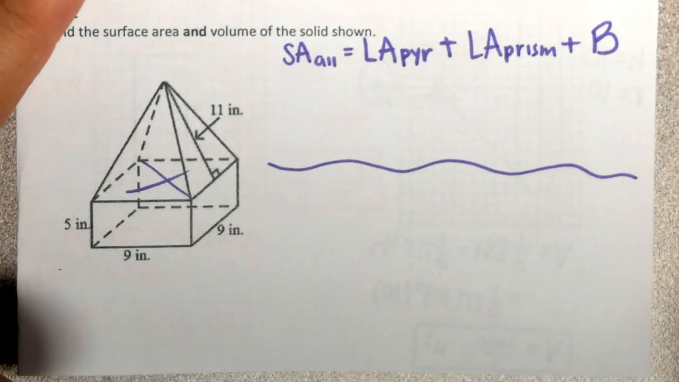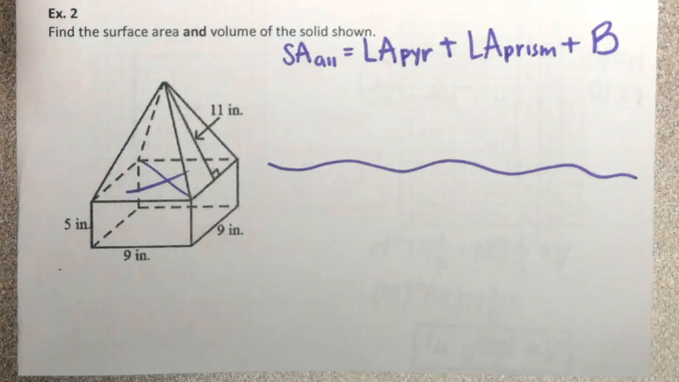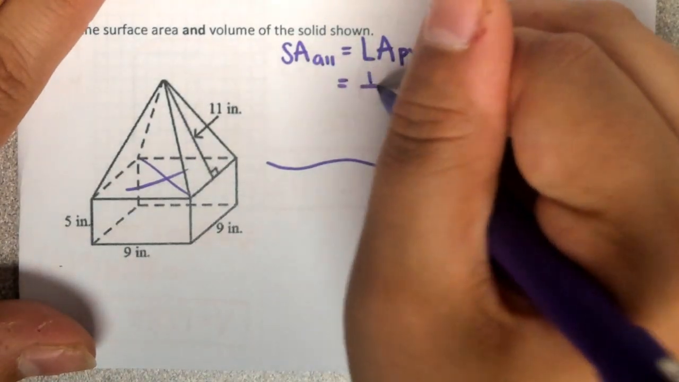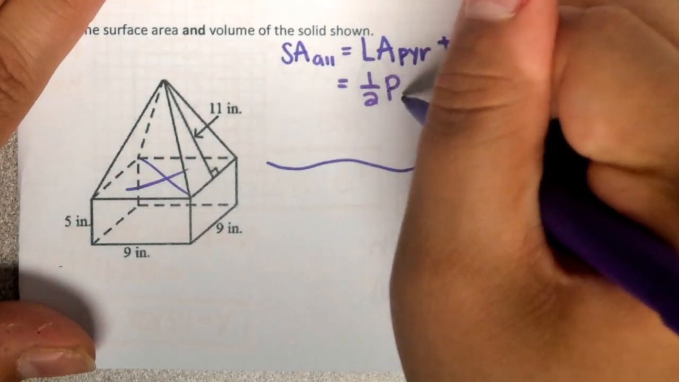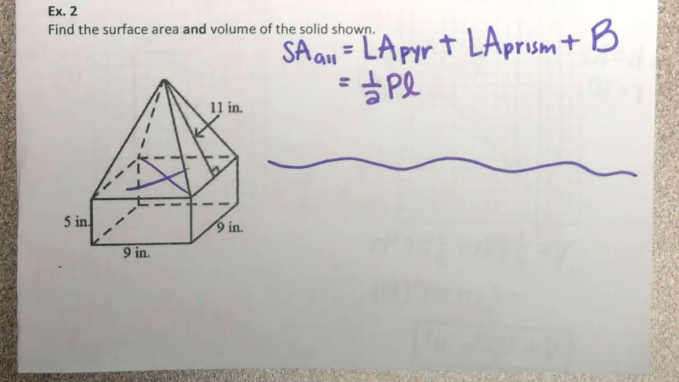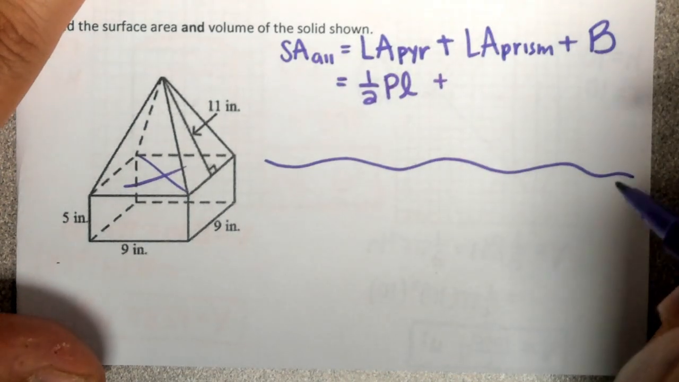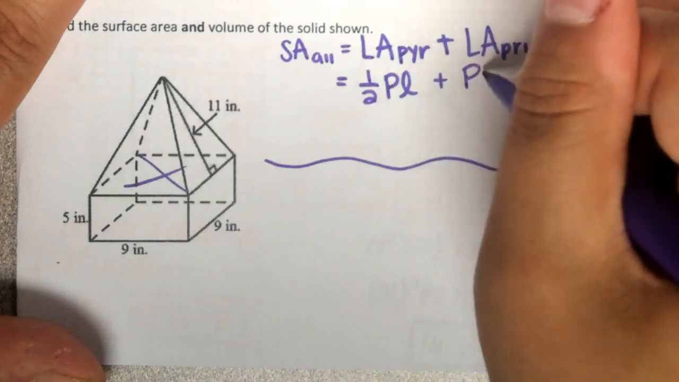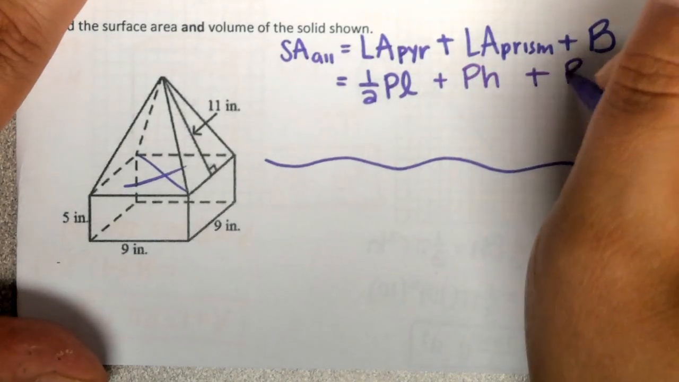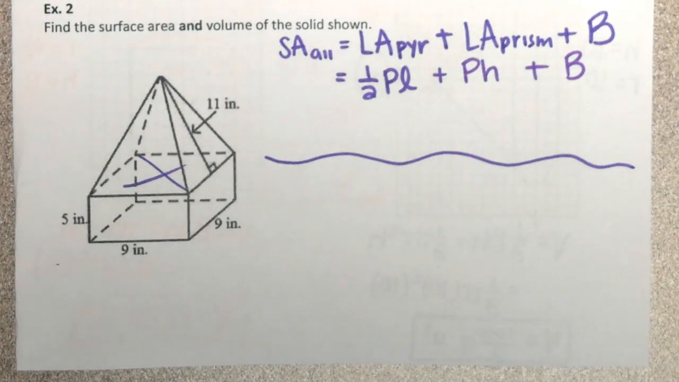Okay, let's see who can remember this. What is the lateral area of a pyramid formula? We learned it on Friday. 1/2 PL. What about the lateral area of a prism? No 1/2, PH. And then we're going to find B in just a second, so that's fine. Bring that down.